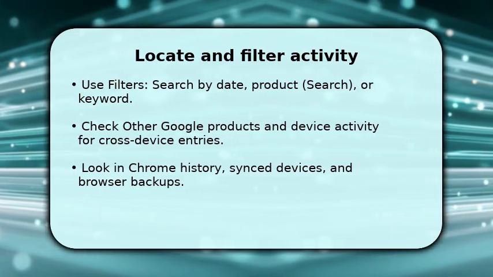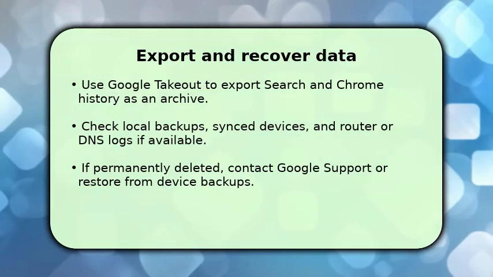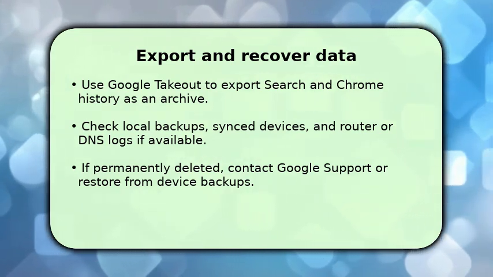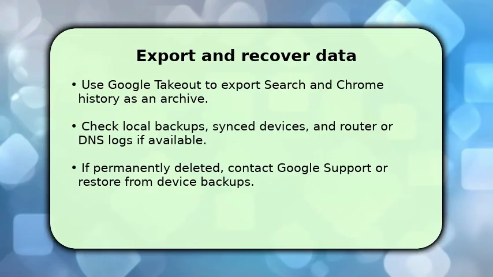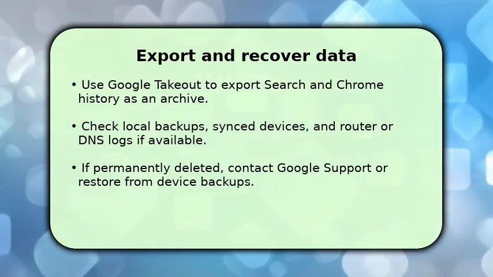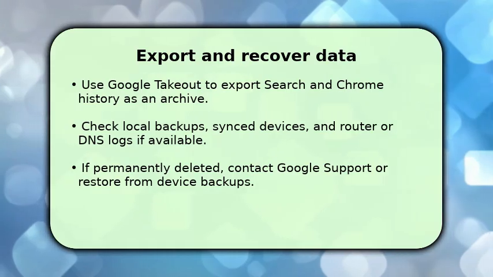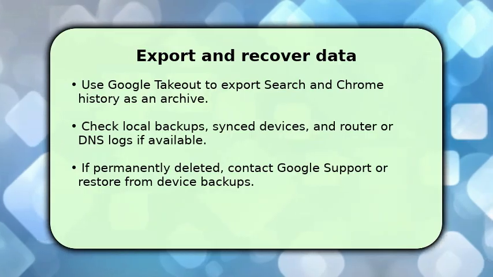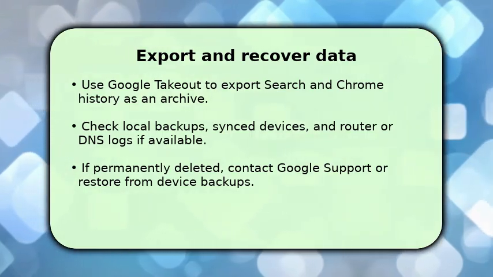To recover or preserve what you find, use Google Takeout to export search and Chrome history. Choose the relevant products and request an archive so you can inspect raw records. Once you have the archive, open the files to identify timestamps and terms, and then import or re-add items into your workflow. If you can't find the data, check device backups and router or DNS logs.